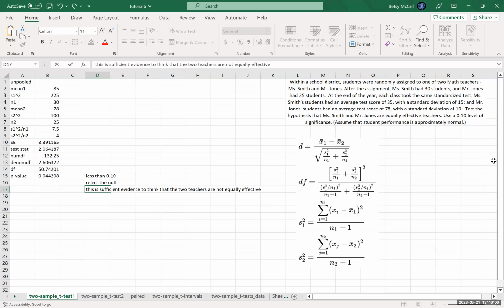Now, if you look at the scores, this would imply that Ms. Smith is actually the better teacher because her mean is higher. You can't tell that just by looking at the means, but after doing the test statistic, we conclude that they're different. And so it follows that since her scores are higher than his scores, that does imply that she is more effective than he is. Okay.